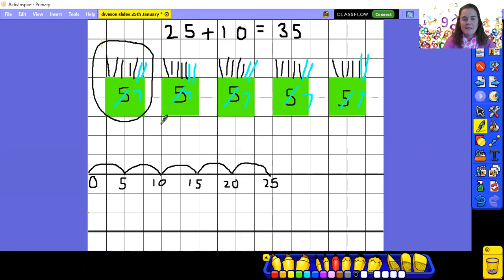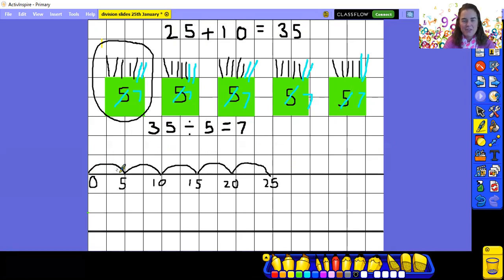So as a number sentence now, as a calculation for division, we've got 35 divided by 5, because we've got our 5 vases. And in each vase this time, we have got 7 sunflowers. Okay, well done. Now we can use our number line for that as well.